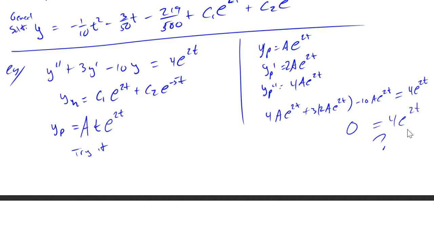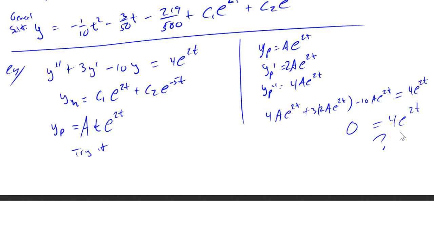Clearly false. That means there is no a that's going to make this a solution to that equation. It's not going to work. What happened? Well, this e to the 2t is actually part of the solution to the homogeneous equation. So multiplying by a isn't ever going to make this left-hand side turn into a 4e to the 2t, because anything that's a constant times e to the 2t is part of the homogeneous solution, so you're going to get a 0 out every time, just like you did. It's not going to equal that over there.